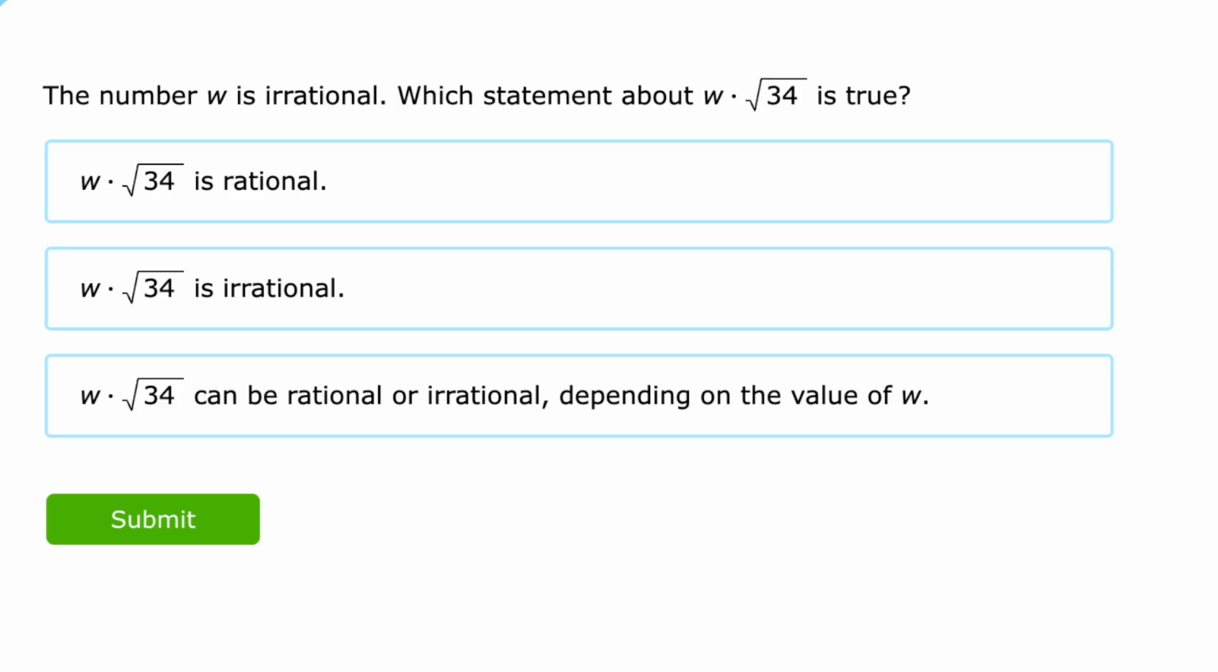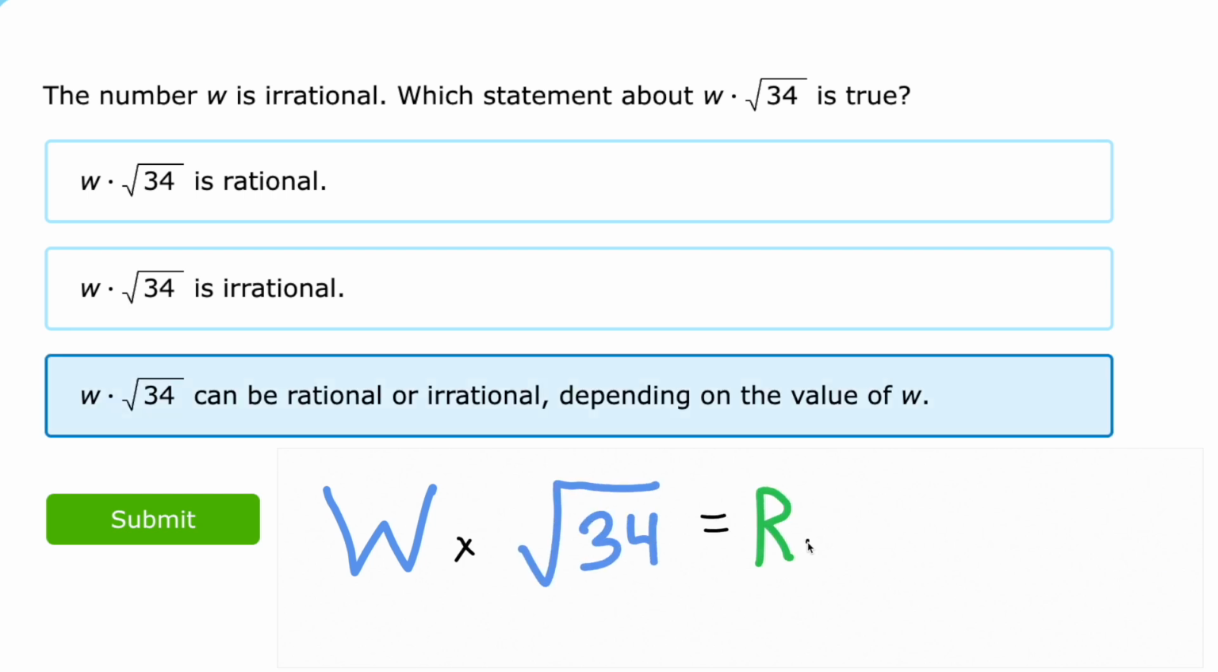Next, the number w is irrational. Which statement about w times the square root of 34 is true? Well, since w is irrational and the square root of 34 is irrational, our answer could be rational or irrational. This is because w could be something like pi, in which case pi times the square root of 34 is irrational. However, w could also be the square root of 34, in which case the square root of 34 times itself equals 34, making it rational.